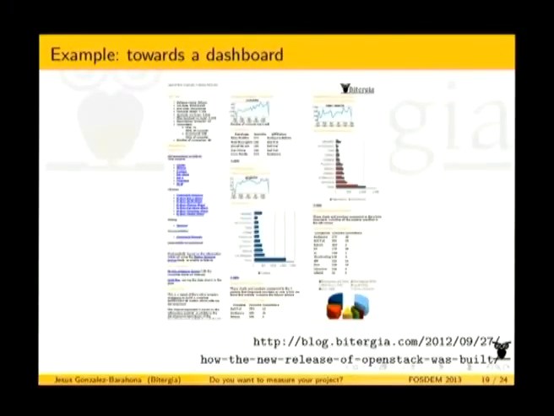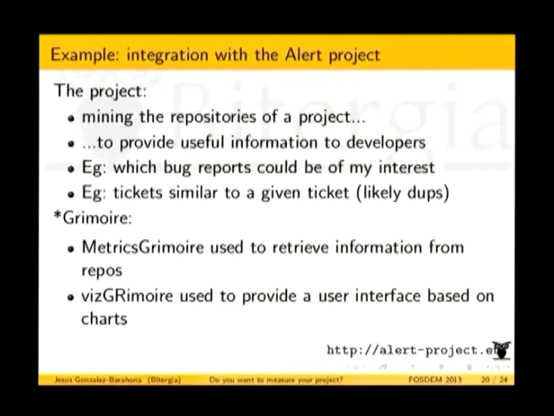So the final idea is to go through our complete dashboard. What I showed you before was just the current state of affairs, but we are moving towards things a bit more complex like this one. And we are also integrating with some other things. For instance, the Alert project is producing detailed information for developers, recommendations on tickets, for instance, things like that. We're integrating that with statistics.